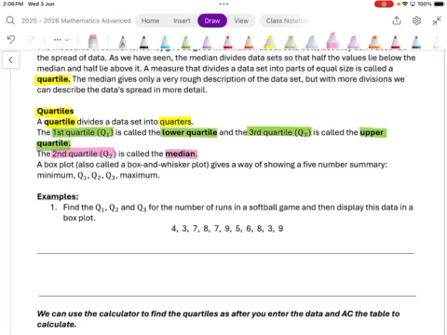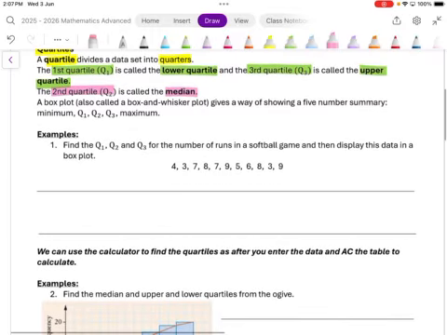We can use a box and whisker plot, also known as a box plot, which gives a way of showing the 5-number summary, which is our minimum, our Q1, our Q2, our Q3, and our maximum. For this example, we're going to find the Q1, Q2, and Q3 for the number of runs in a softball game and then display this data in a box plot. We have the scores 4, 3, 7, 8, 7, 9, 5, 6, 8, 3, 9.